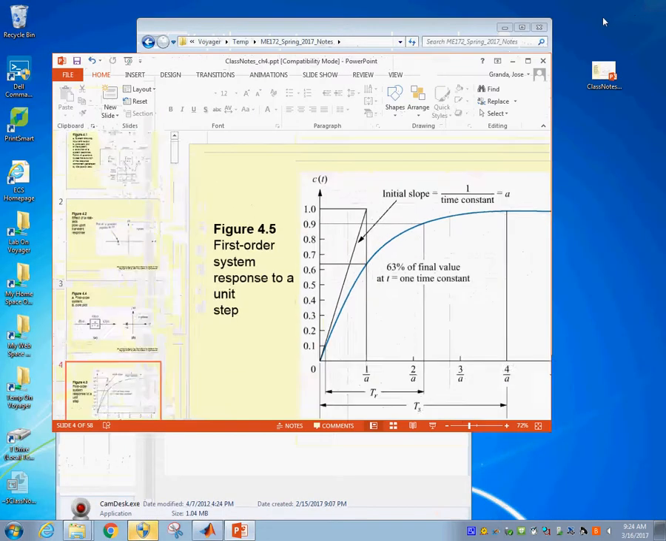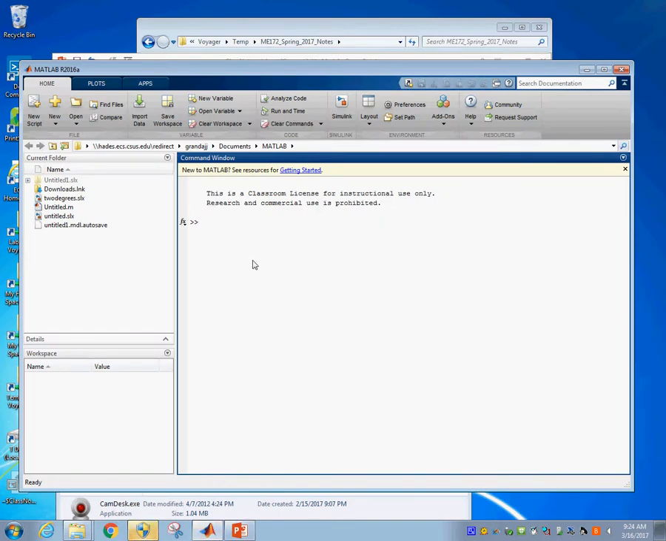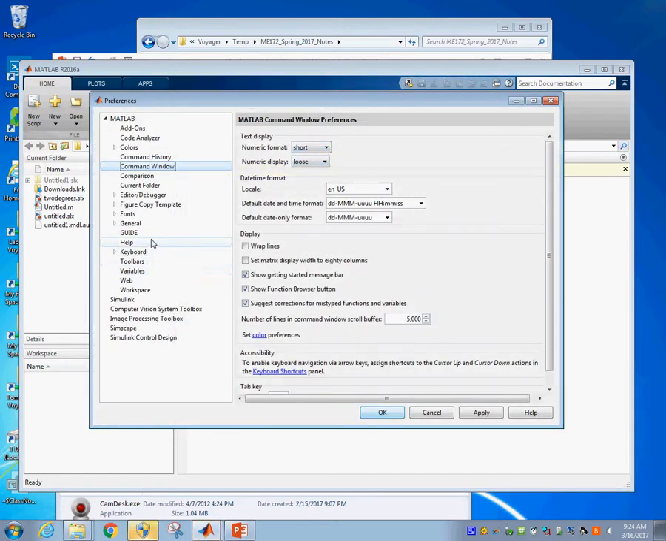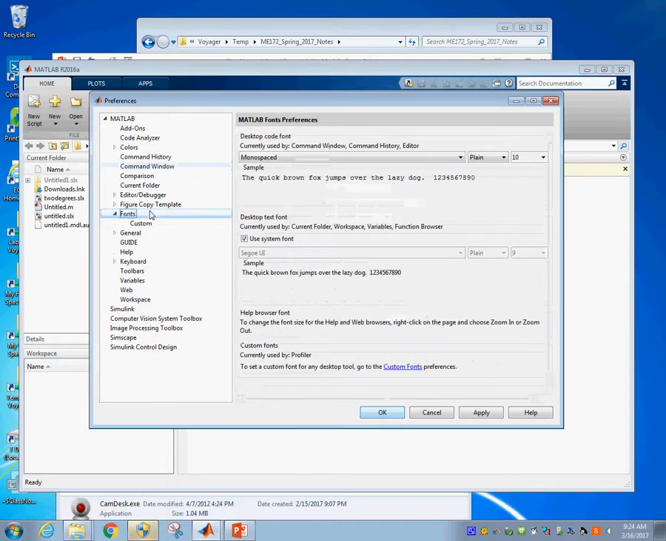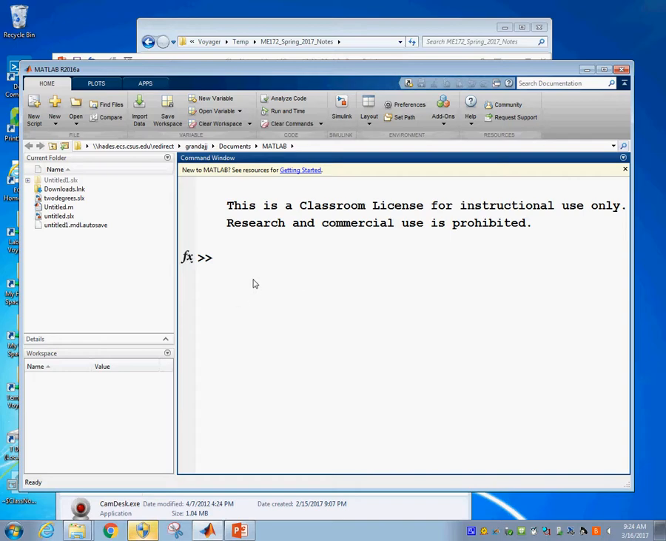Let's just do that. So I have MATLAB running over here, and I am going to describe the transfer function. The way I'm going to do that is by entering the numerator and the denominator. But before that, let's make this a little bit more visible. Okay, yeah, then you can see it really well.